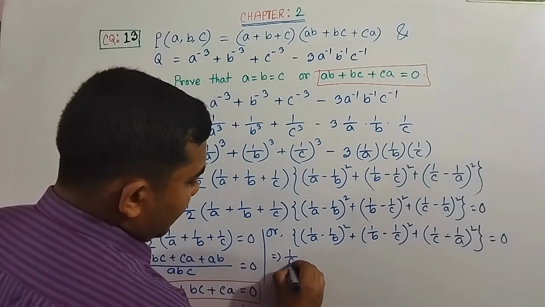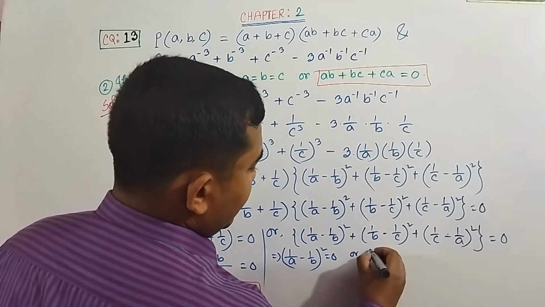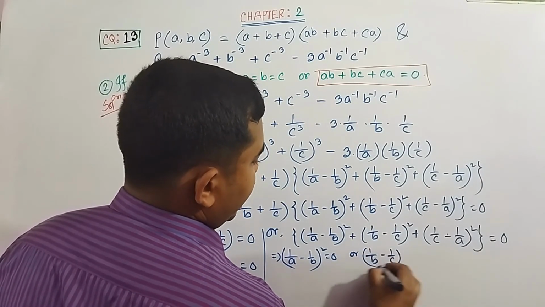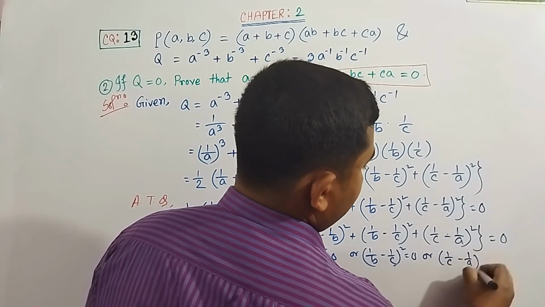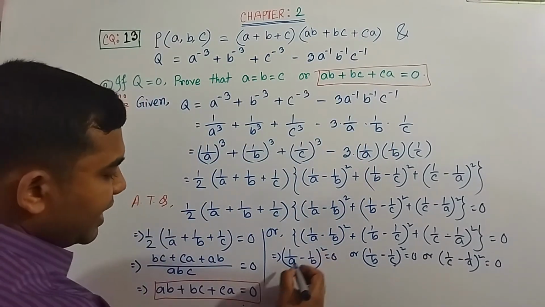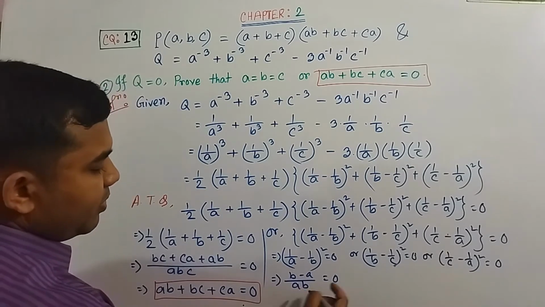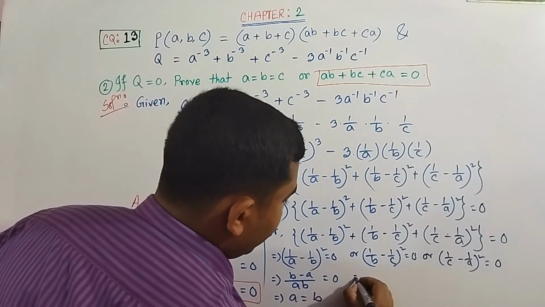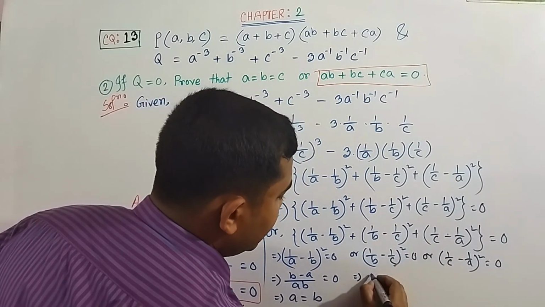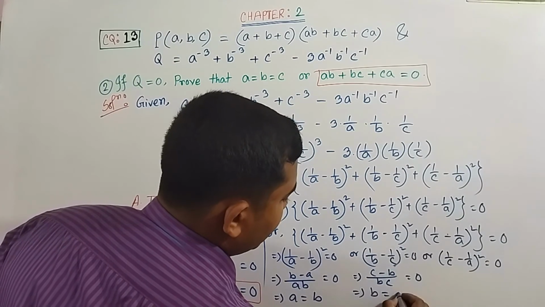here (1/a − 1/b) whole square equals 0, or (1/b − 1/c) whole square equals 0, or our third part (1/c − 1/a) whole square equal to 0. So if we calculate here, we will get ab, that is b minus a equals 0, and ab will be going there, so a equal to b. And similarly here, the square will be going there, so it should be bc, that is c minus b equal to 0, that means b equal to c.